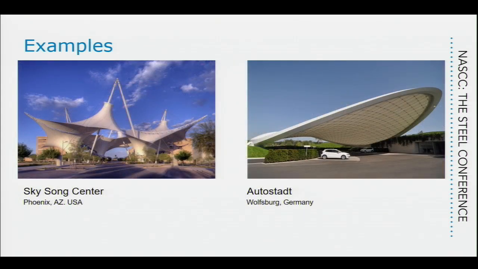These 2 are very good examples of the 2 basic shapes that we're going to be talking about. The one on the left is called the Sky Song Center in Arizona. And it's when somebody gets very creative and goes a little crazy. But you see, it's a series of cones. It's a series of inverted and vertical cones that get connected to each other. And the one on the right is the entrance to a racetrack in Germany. And this is what we call a sail. It's a structure that curves in two directions, but it doesn't have a conical shape to it.